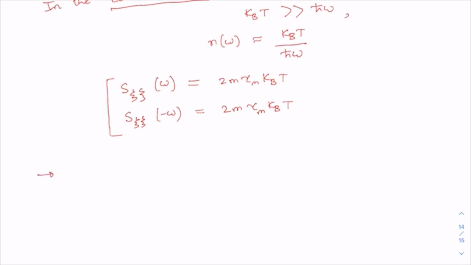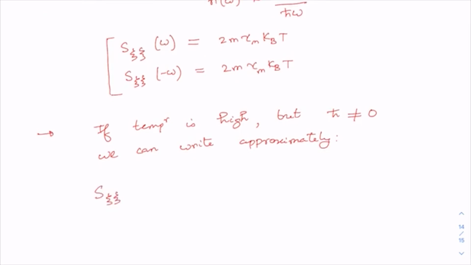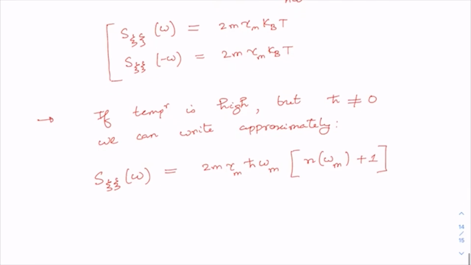One thing we can do here: if the temperature is high but you are still in the quantum limit, so h cross is not equal to 0, then we can write very approximately, and this is going to be useful later on, the quantum noise density function as twice m gamma m h cross omega m, with n evaluated at the mechanical frequency omega m, plus 1, the resonance frequency of the mechanical oscillator. At minus omega, this would be twice m gamma m h cross omega m, with n evaluated at omega m.